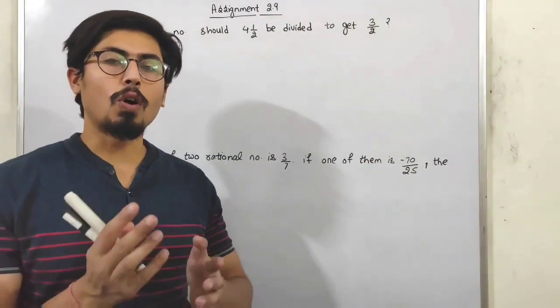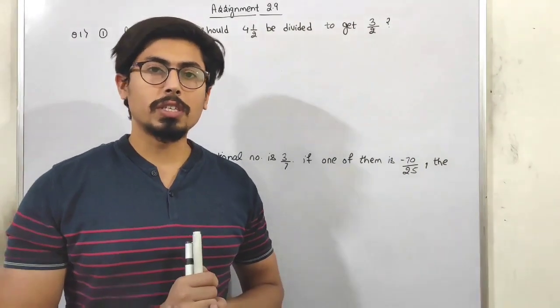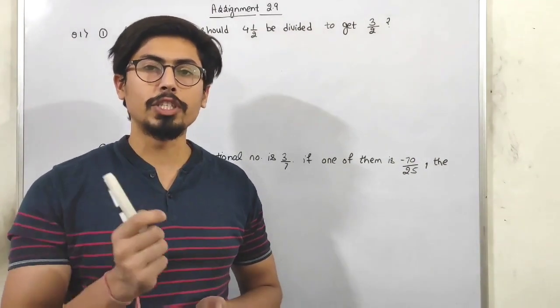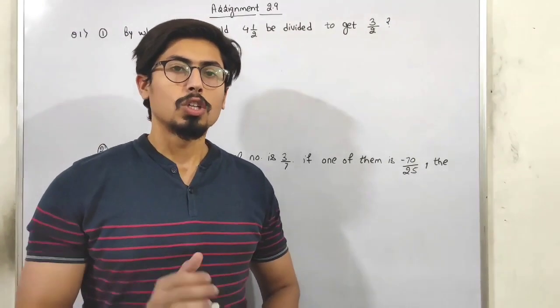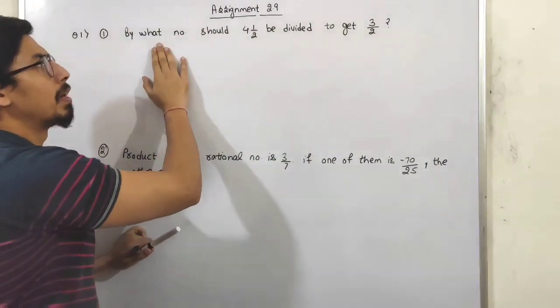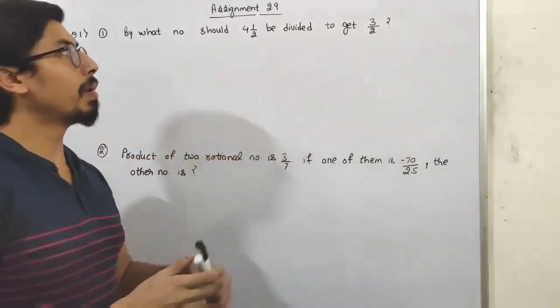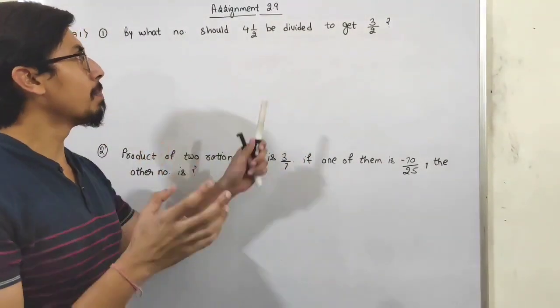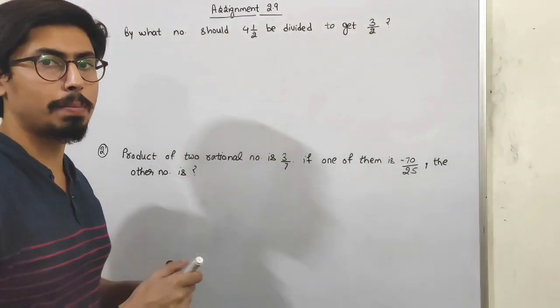Okay, students, we have already discussed assignment 2.8. Today we are going to discuss assignment 2.9, in which we will discuss how to divide two rational numbers. The first part is, by what number should 4 1/2 be divided to get the number 3/2? By what number do we have to divide 4 1/2 to get 3/2?